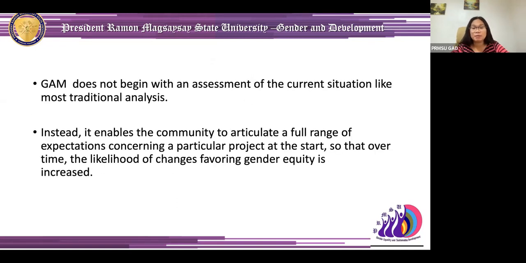So GAM does not begin with an assessment of the current situation like most traditional analysis, but it's actually talking about the people, and pwedeng ma-share nila doon kung ano yung mga nag-exist na problems nila that until now are still problems, and then how you can resolve it. Okay, it enables the community to articulate a full range of expectations. So aside from identifying the problem, aside from telling you what the solutions could be, sasabihin din nila what's expected from this program. What do we expect from the intervention that you are going to introduce?